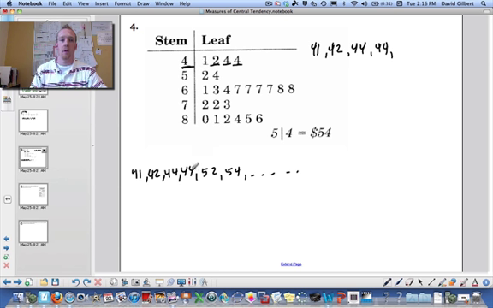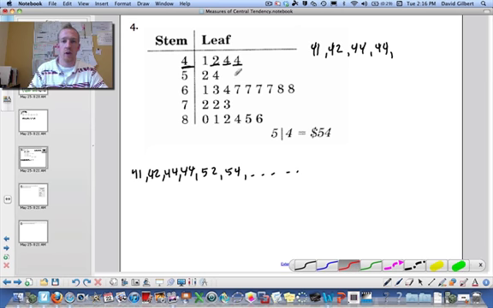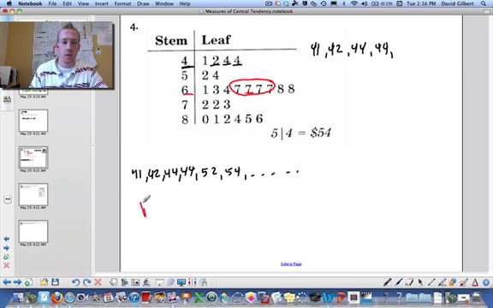You would just have to add up all these numbers once you listed them out, then divide by however many numbers are here. But for the mode, it's really easy to find because you just look for the one that has the most, and that's here. So this is a 67. So our mode is 67. That's the most occurring number.